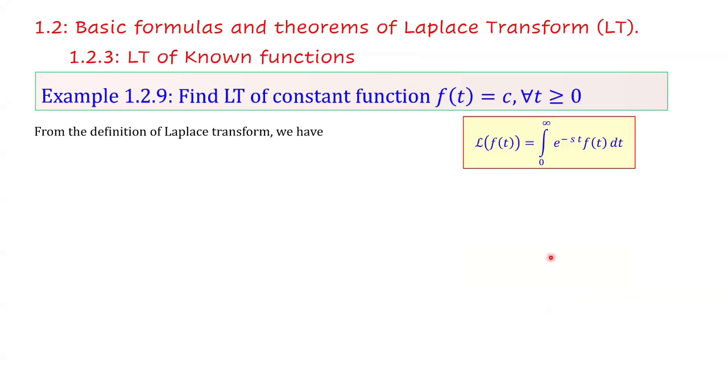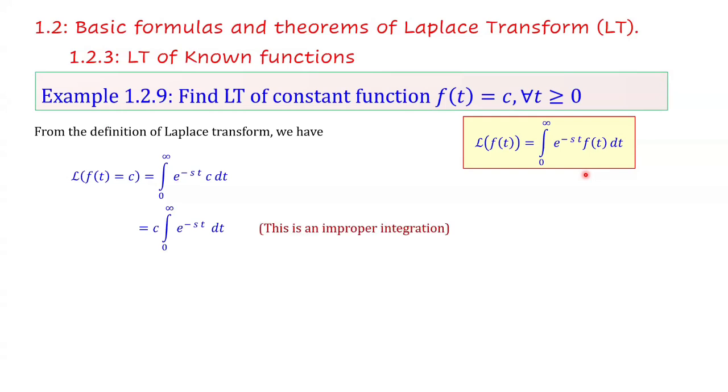So we take f(t) equals c, and we have the integral from 0 to infinity of e to the power minus st, c dt. The c will go out, and we have the integral from 0 to infinity of e to the power minus st dt. Now recall from Calculus 2 that this is an improper integral, so we have to take the limiting case, and we can rewrite it in this form.